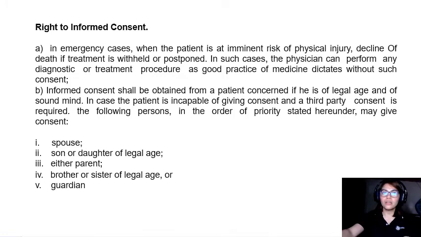First is the spouse of the patient. Next, the son or daughter of legal age. Then the third rank is either parents, mother or father. Then the fourth one is brother or sister of legal age, and the last one is the guardian. Okay, then after the guardian, if none of them are available, then maybe close friends, best friend, okay? So that is the hierarchy of who should have priority to give consent. Okay?